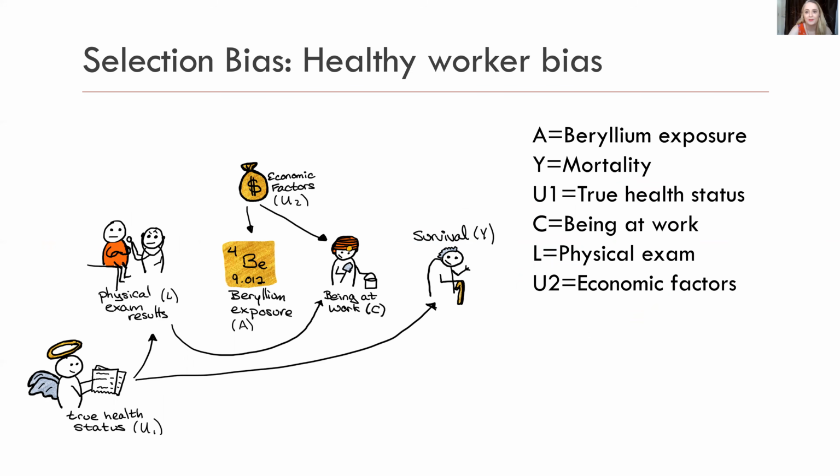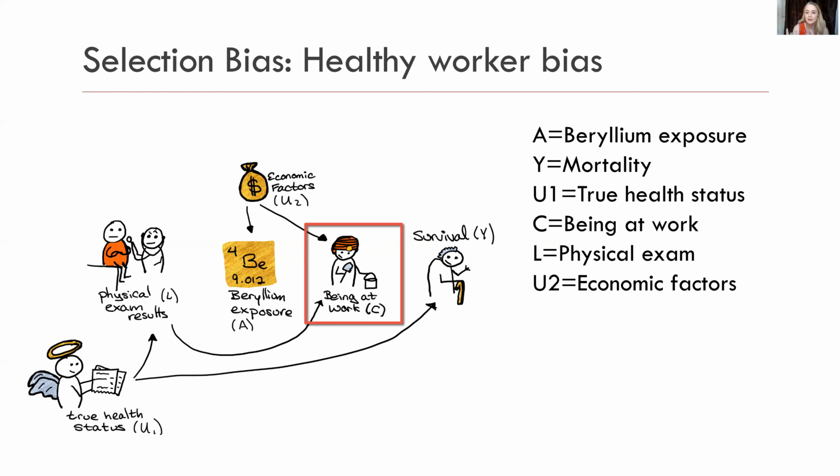Okay, another bias that's really common is something called the healthy worker bias. And this is a problem where if we want to look at an occupational exposure and how it impacts survival or healthcare over time. So here, A, beryllium exposure, is our exposure of interest, and Y, survival, is our outcome of interest. In order to study that, we often have to condition on being at work. Because we're interested in occupational exposures, the exposure is only defined for those people who are getting exposed at work, which means they have to be at work in order to get exposed.